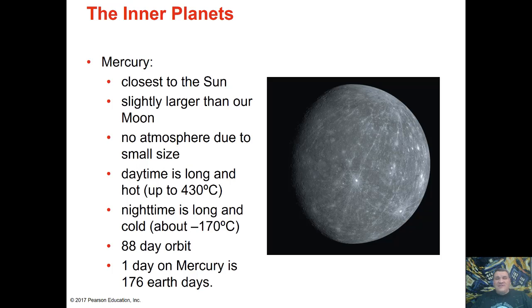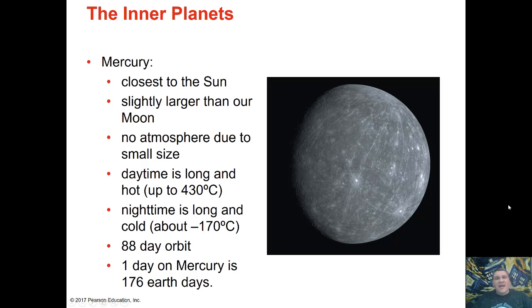However, one big difference is temperature. Mercury is much closer to the Sun, which means that it gets a lot hotter. During the daytime, it can get up to around 430 Celsius. However, because it has no atmosphere, during the night it also gets really cold, down to negative 170 Celsius.